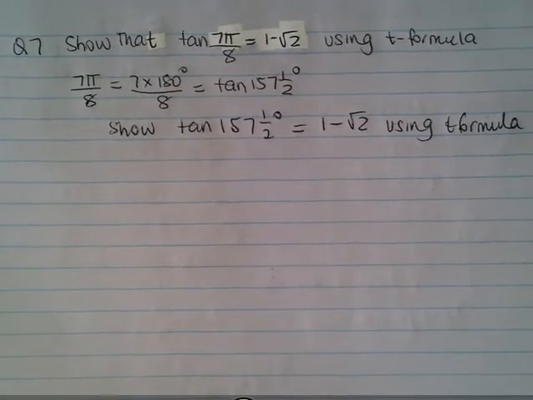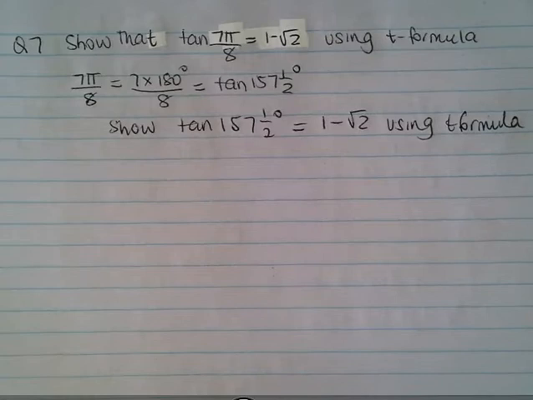Now, if it's using t formula, either that amount's got to be doubled or it's got to be halved. I don't think when you double it or halve it you're going to come up with an exact value. If you do tan of half of 157.5, that is something and a quarter, which is not an exact value result. So let's try doubling tan of 157.5. What's double 157.5?